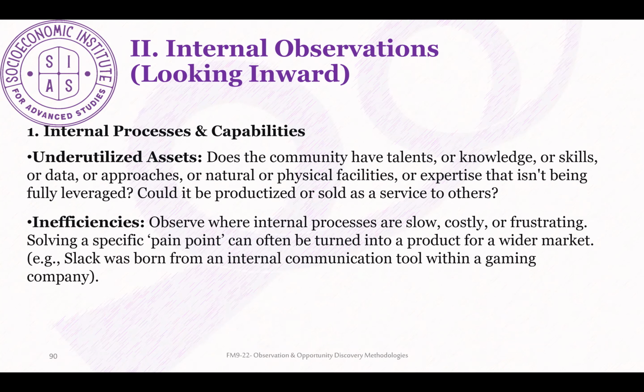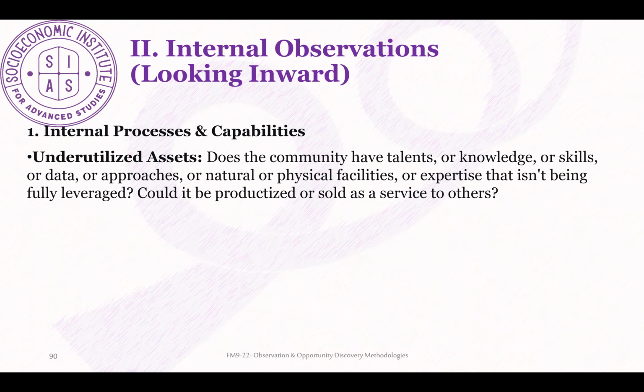The most important thing for internal observations is that we should look for the underutilized assets or capitals within the community. For example, we should ask: does the community have talents or knowledge or skills or data or approaches or natural or physical facilities or expertise that isn't being fully leveraged? This question will help you discover lots of things within the community that may be underutilized, unexplored, hidden, or even disregarded.